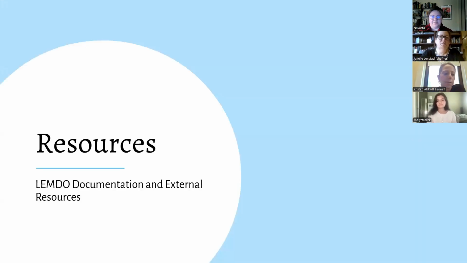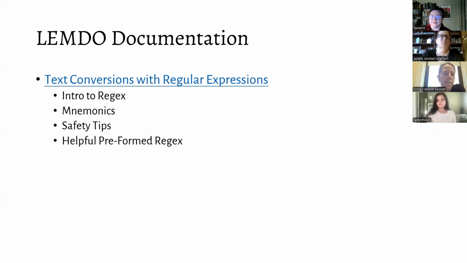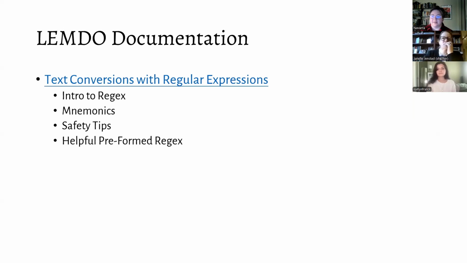We do have a couple of resources that I'll point you towards. The first is our own LEMDO documentation. We have a page called Text Conversions with Regular Expressions. It's in, I think, chapter 23 of our documentation, and it gives an intro to regular expressions, a big mnemonics table so that you can see what each of the characters does, with far more characters than I went over today. It gives you safety tips. It gives you some helpful preformed regex, so if you're working in the LEMDO environment, there are some things that we find that we use frequently, and then you don't have to write it yourself, which is helpful.